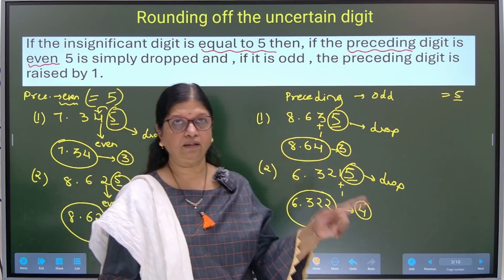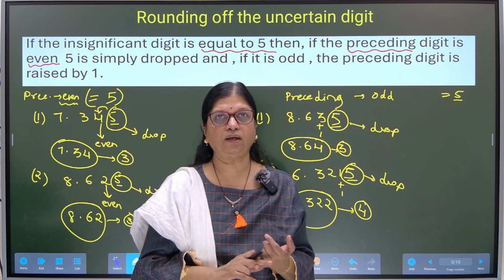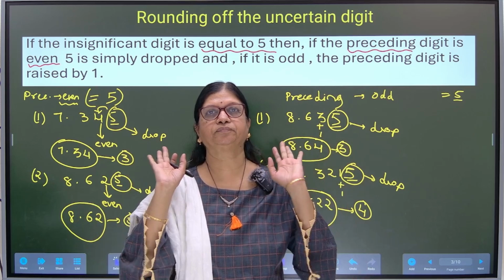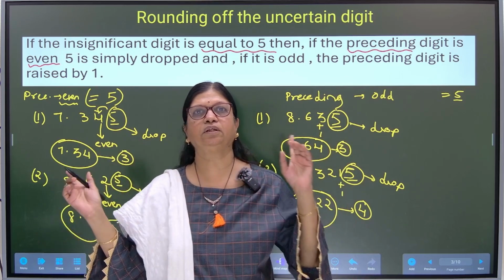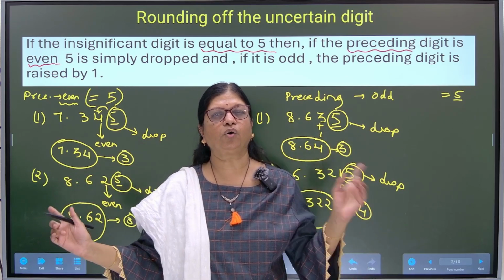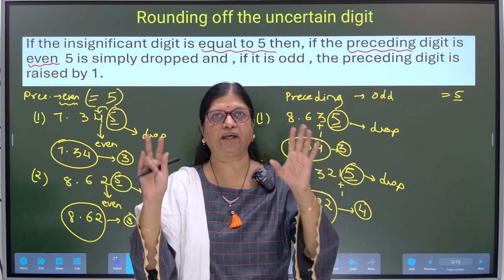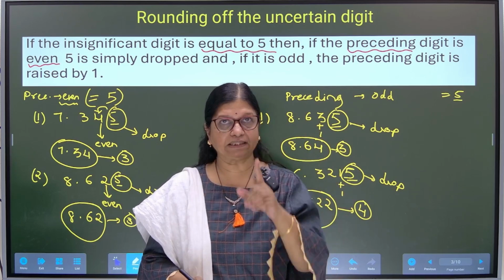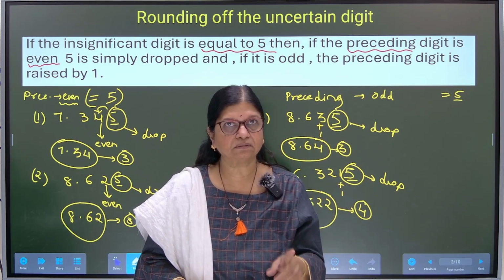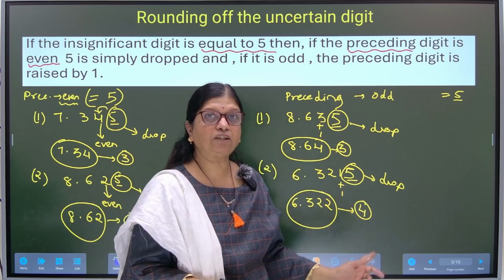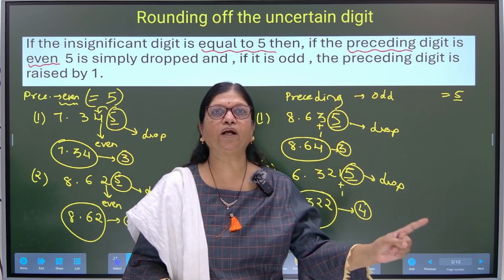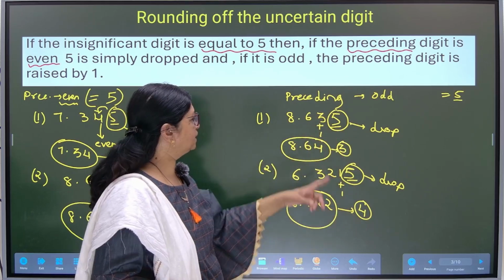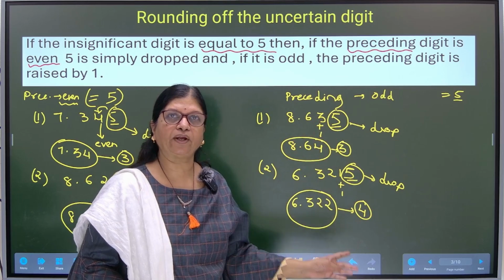Clear? So here, if at all the insignificant digit is 5, just drop it. In this case, whether the preceding digit is even or odd, just drop 5. What should I do then? I should go to the preceding digit. Is it even? Yes. Write it as it is. Is it odd? Yes. Add 1 to it and write. Means make it even. Preceding digit is odd, add 1, make it even, write.